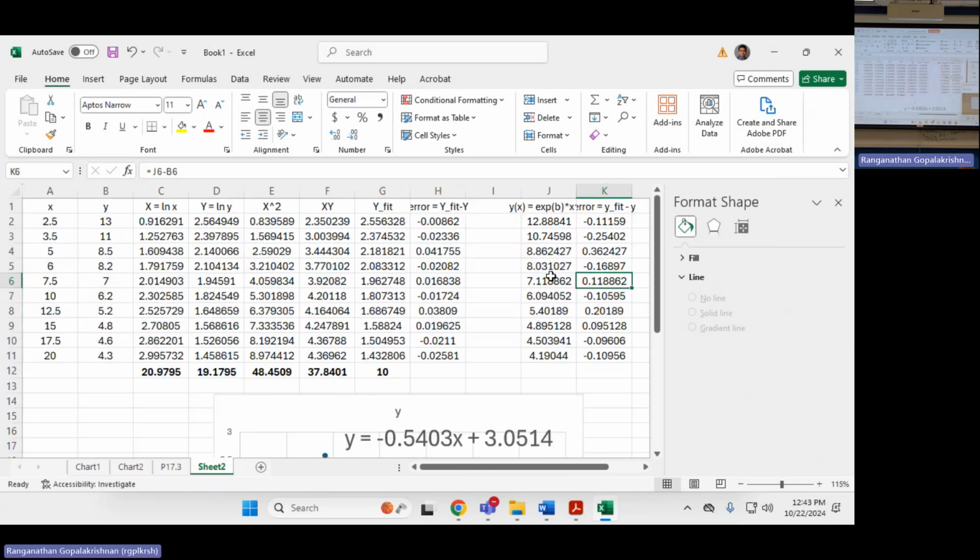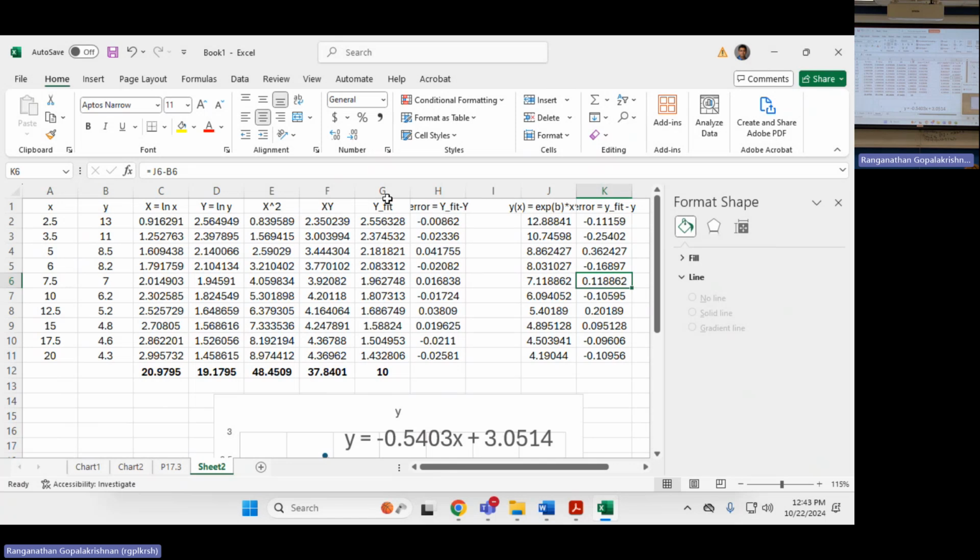All right, so couple more minutes. Look at the column B. Y values are 13, 11, 8.5, 8.2, and so on. Look at column J. 12.88, 10.74, 8.86, 8.03. You can see that it follows the data pretty closely. And if you compute the error, it is a small number, but it is also generally symmetric about 0, which makes it a good fit or unbiased fit.